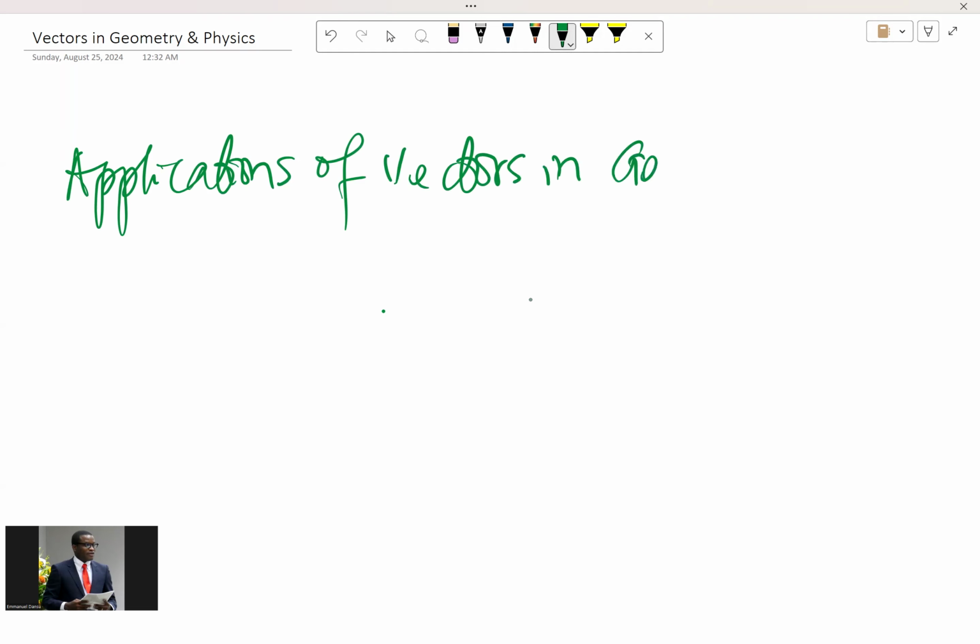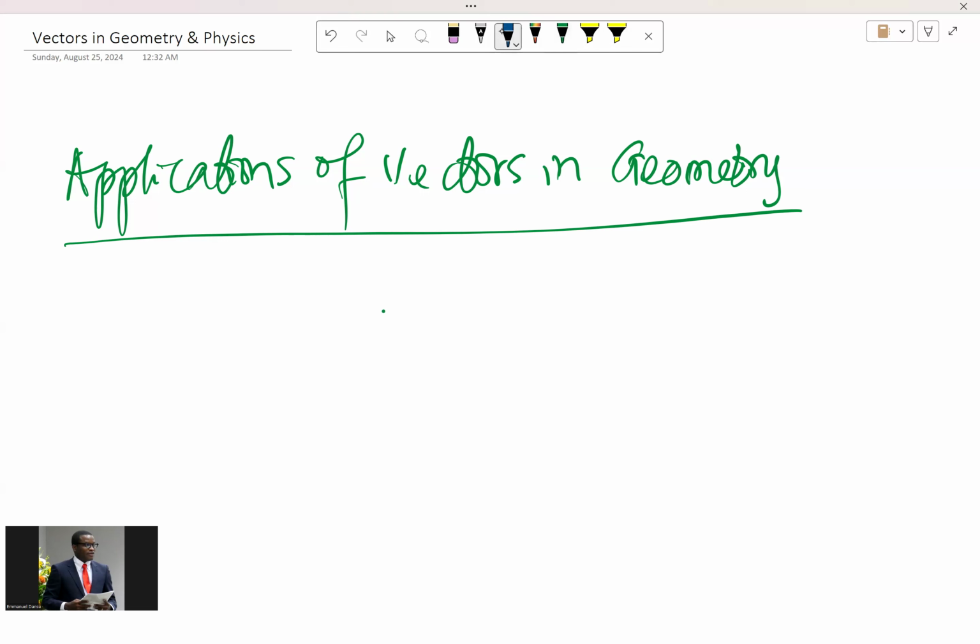in geometry. Of course, geo is something like earth, or you can look at it like a flat surface. The metry is measurement. So we're talking about all kinds of measurement that you can take, like area, perimeter, and things like that. So this is the kind of thing that you'll be coming across right here. So, application of vectors in geometry.